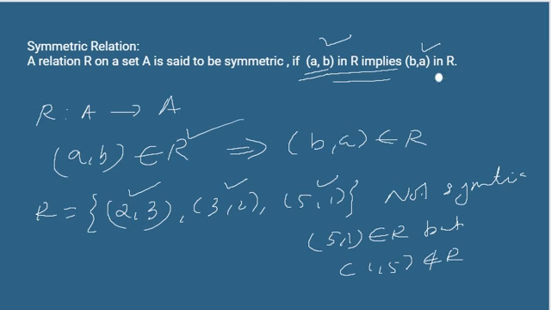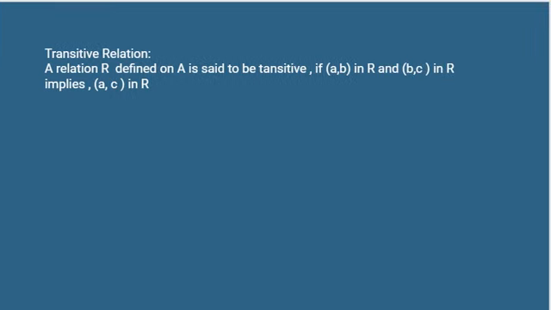I mean, in that set. Then only you can say R is symmetric. So coming back to the definition, a relation R on a set A is said to be symmetric if (a, b) is in R implies (b, a) in R. That's very clear. Moving on to the next point, that is called transitive relation.